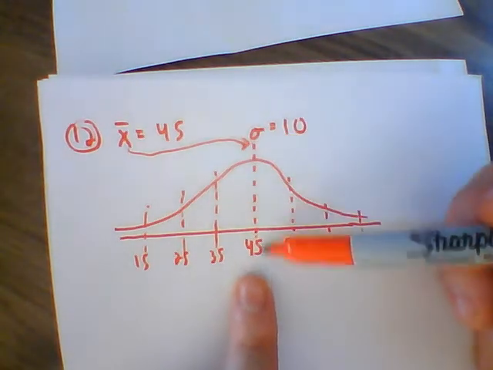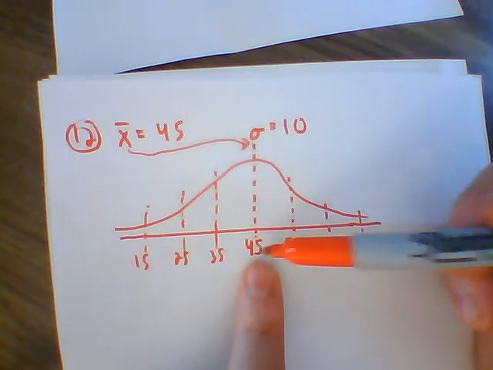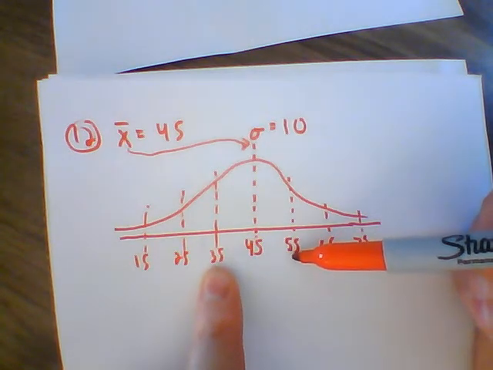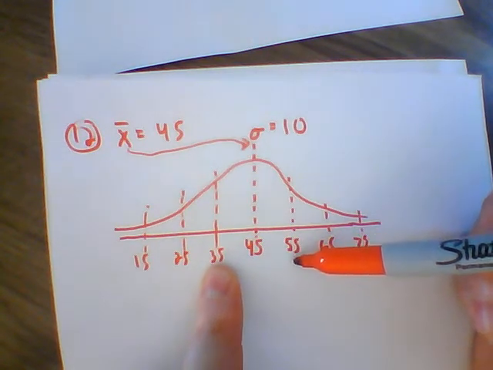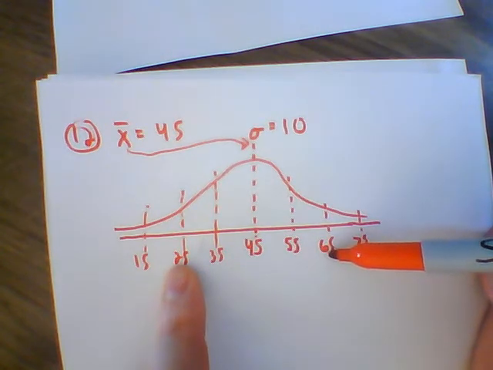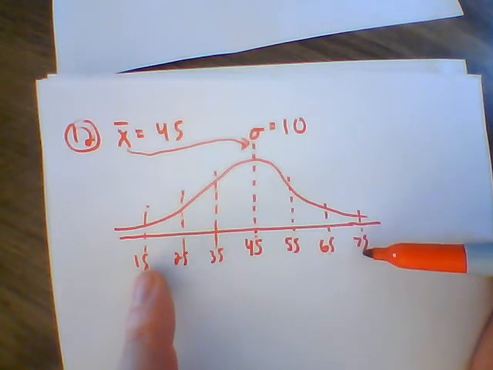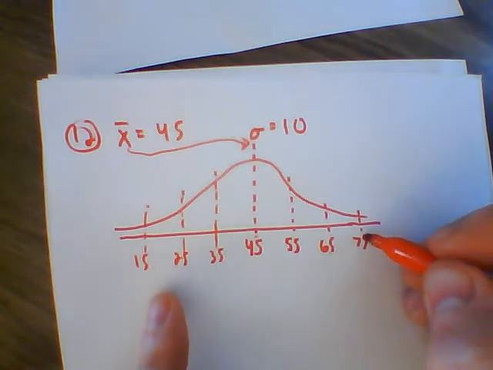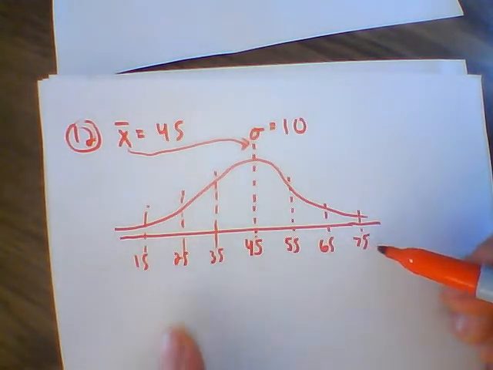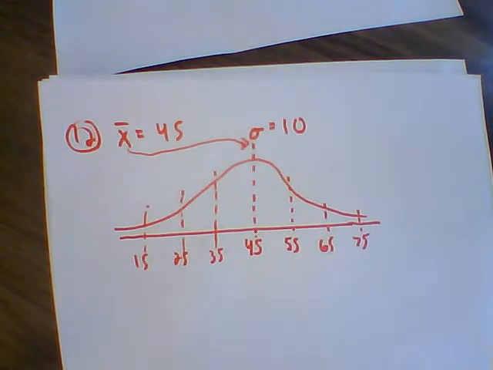So we would look at a mean score of 45. We would see that 68% of the people would be from 35 to 55. 95% of the people would be from 25 to 65, and then 99.7% of the people would be from 15 to 75 on here, whatever this would be working towards. So now let's look at a couple problems so we can kind of see truly what is happening here.